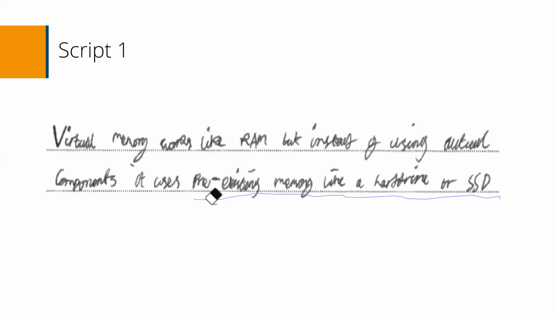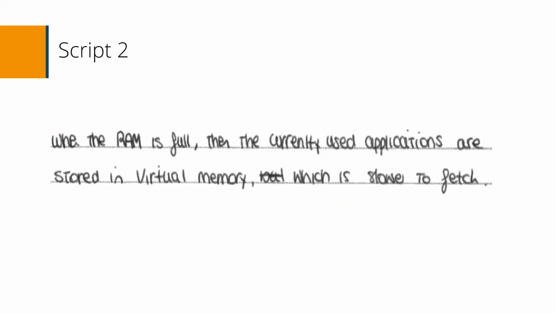I'm not going to use underlining anymore. I'll just use the cursor. Right, script 2, we have got something. When the RAM is full, stored in virtual memory. So we got RAM and virtual memory, which is marking point 1.